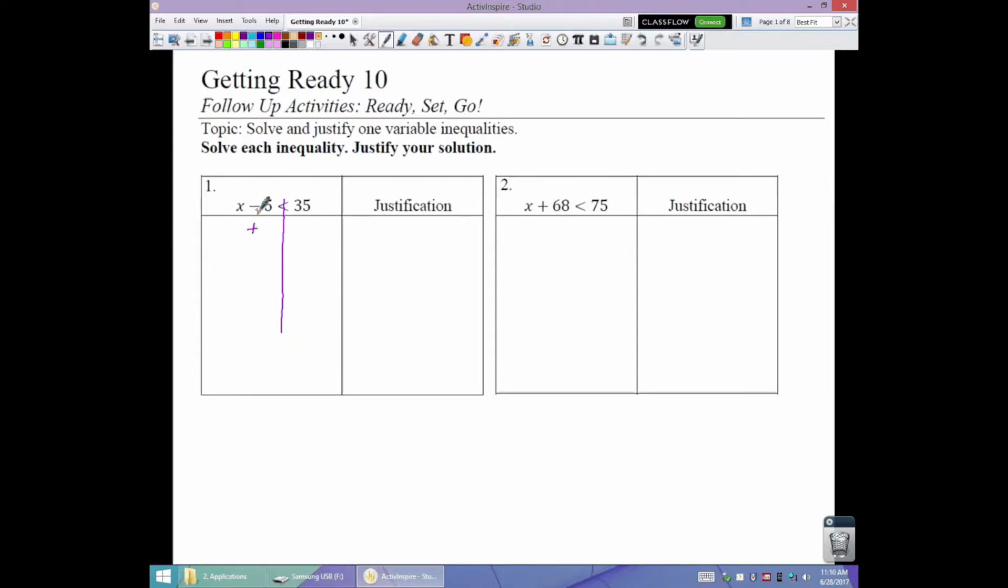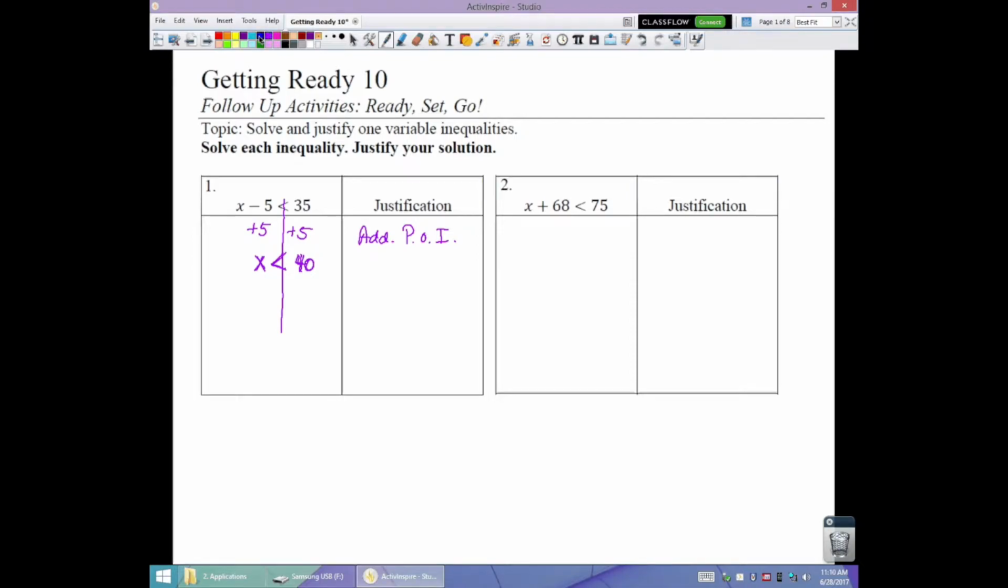We need to cancel that minus 5. The opposite of that, the inverse of that, is adding 5 to both sides. So we end up with x is less than 40. Again, remember, it's not just the 40 that is your solution. It's this entire inequality, x is less than 40. And that is the addition property of inequalities.